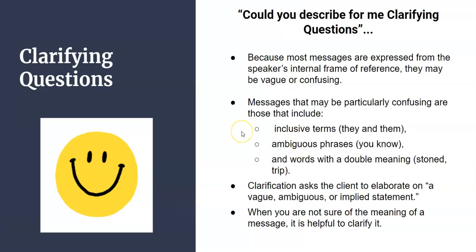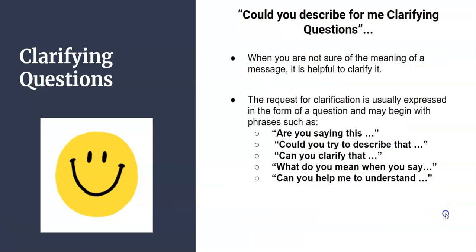This slide gives a couple examples of messages that might be confusing. If they say, yeah, they're always doing this, well, can you help me understand who they are? Because I might not know who they're talking about. If they say, oh yeah, this is always going on, well, no, I really don't know. Can you fill me in a little bit more about what was happening? It's also good when you have words that have a double meaning. If someone says I went on a trip, they might be referring to a substance-induced trip, or they might be talking about a vacation. So sometimes we need to clarify what they're talking about.